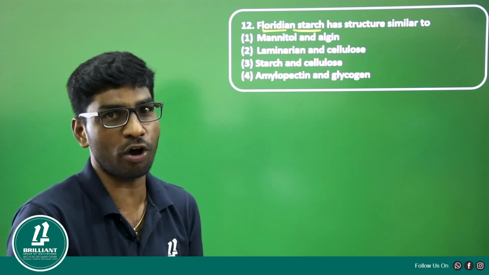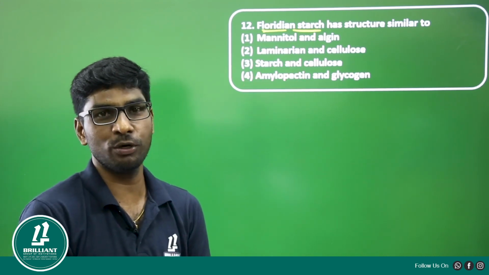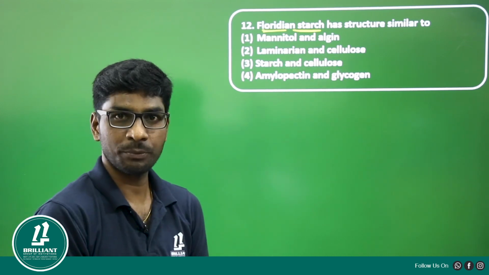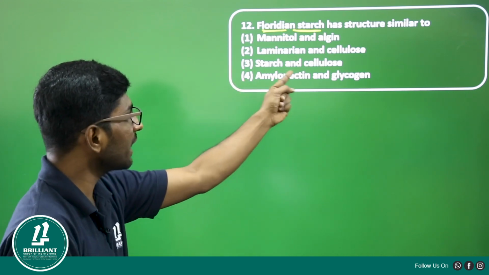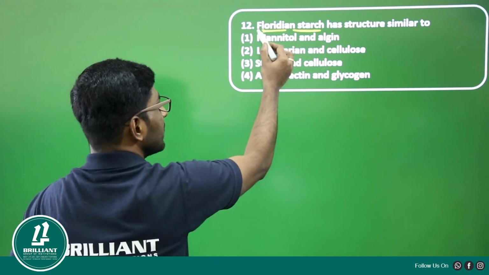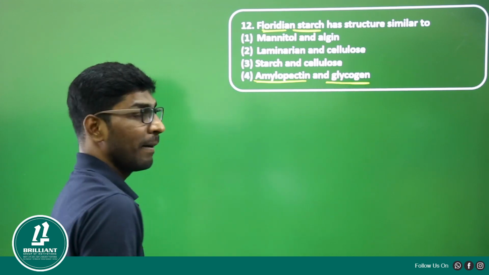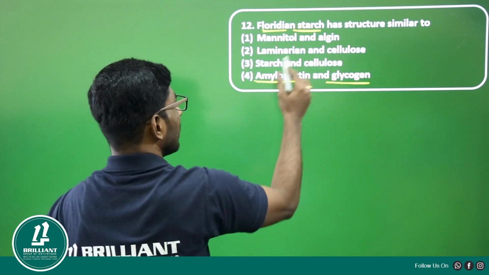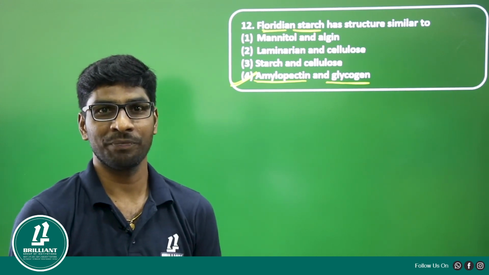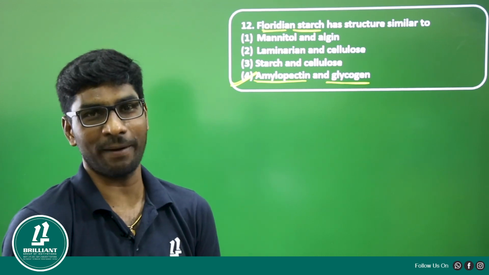How many of you remember mannitol is a reserve food material in Phaeophyceae, brown algae. This is a complex carbohydrate. Laminarin and cellulose. Laminarin is also reserve food material in Phaeophyceae. Starch and cellulose. Floridian starch, structure wise, is similar to amylopectin and glycogen. So, Floridian starch is structurally similar to what? Amylopectin and glycogen. This is the reserve food material in Rhodophyceae algae.